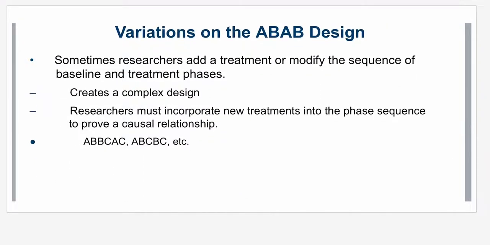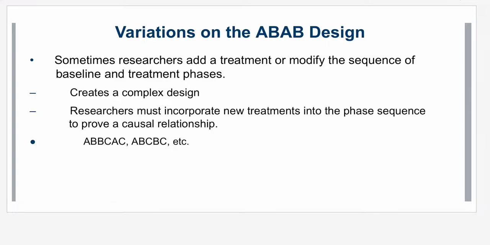Of course, there are going to be variations, as we mentioned, for the ABAB design. It's not just always ABAB. Sometimes the researchers need to add treatment or modify the sequence of the phases, especially, for example, if B is not effective or is not as effective as they thought, they may tweak it and introduce a B sub 1, or they may introduce a new phase, a new treatment, C or D or whatever. So this creates a more complex design. Researchers must incorporate new treatments into the phase sequence to prove that causal relationship.